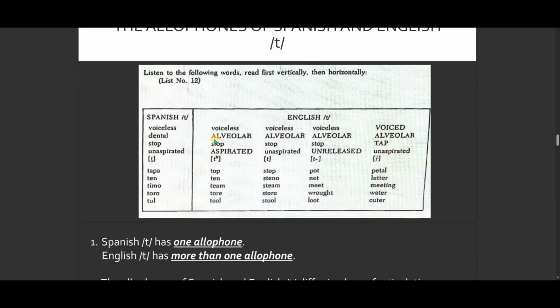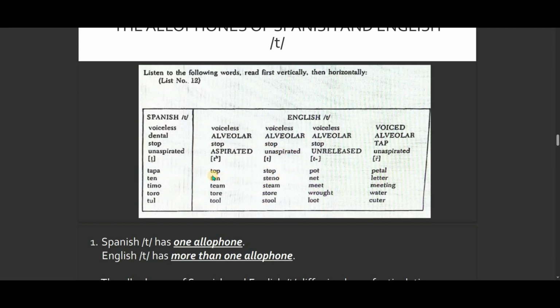For example, we already saw these allophones right here. Then we have a voiceless alveolar stop unaspirated. For example, in the case of stop, steno, steam, store, stool. Okay. Notice the difference: in initial position it is aspirated, top, ten, team, tore, tool. However, once an S is before the T sound, then it becomes unaspirated because it'll be in middle position.